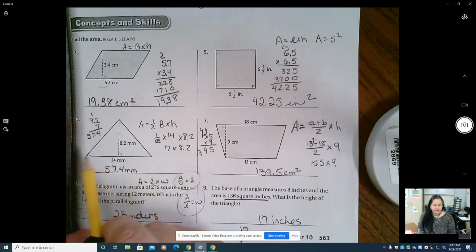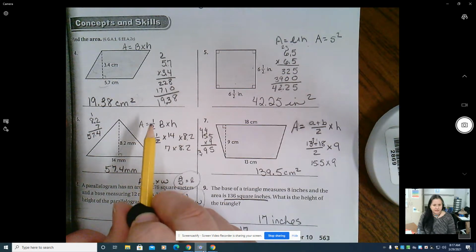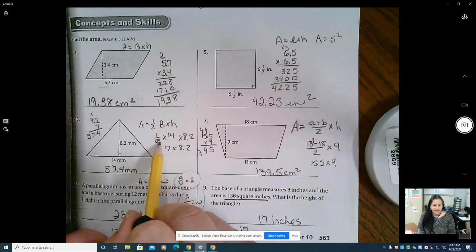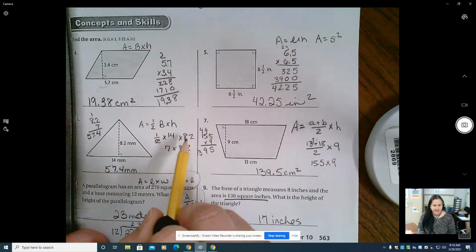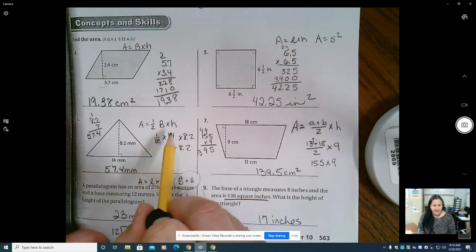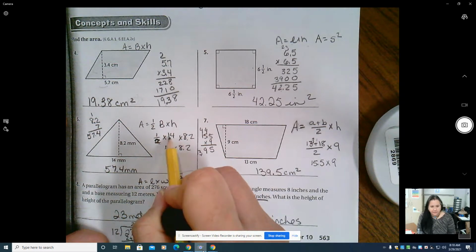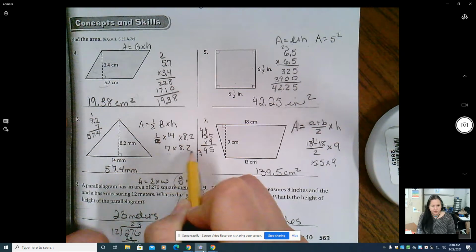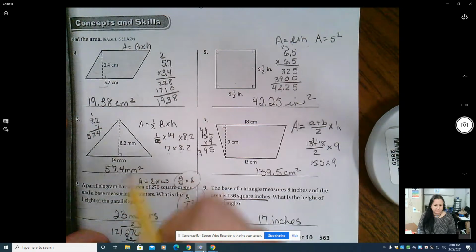Then the area formula for a triangle is area equals 1/2 the base times the height. So here's my half times my base, 14, times my height, 8.2. Half of 14 is 7, so I do 7 times 8.2, and I get 57.4 millimeters squared.